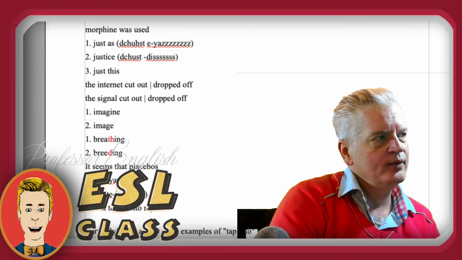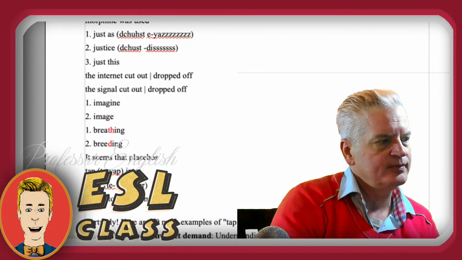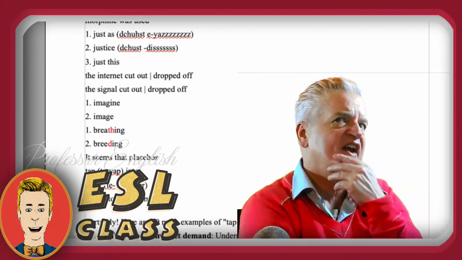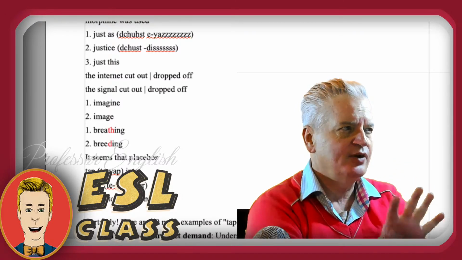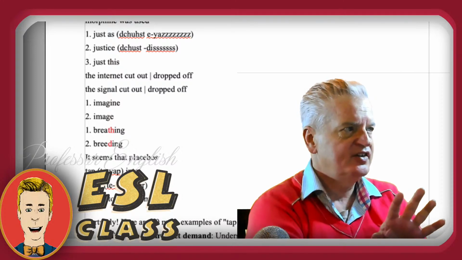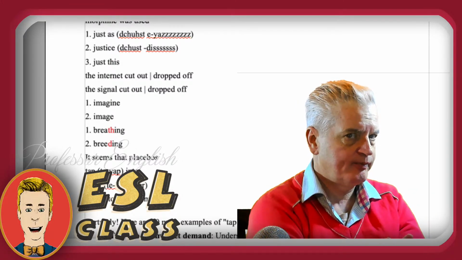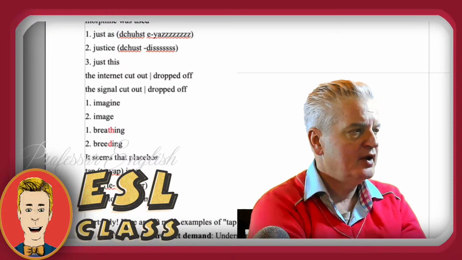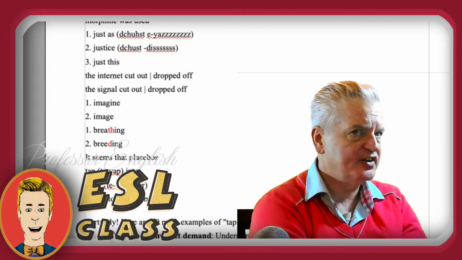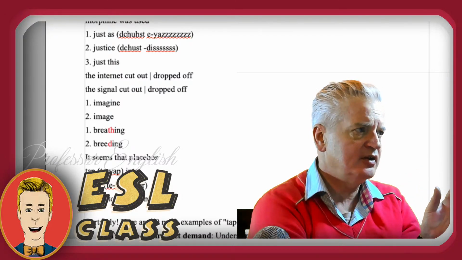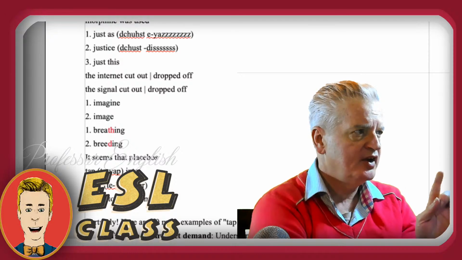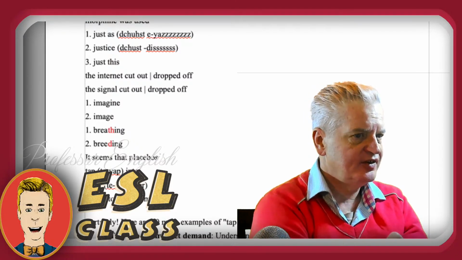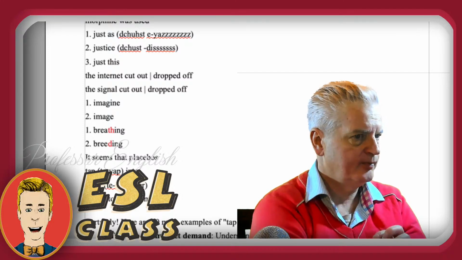Okay, and then we got into this discussion about pronunciation, because actually the way that she was saying it, it sounded like she was saying number 2. It sounded like she was saying justice instead of number 1, which is just as. There are a couple of big differences between number 1 and number 2. The first difference is the length, the duration of the vowel sounds. Number 1, just as: two long vowel sounds. Compare that to number 2, justice: two short sounds. Can you hear the difference?